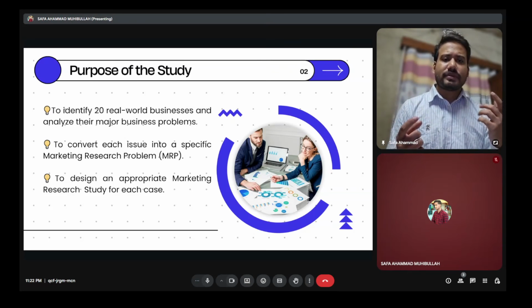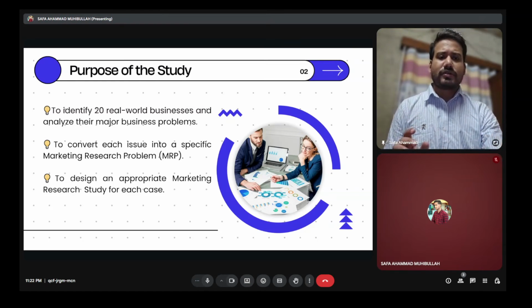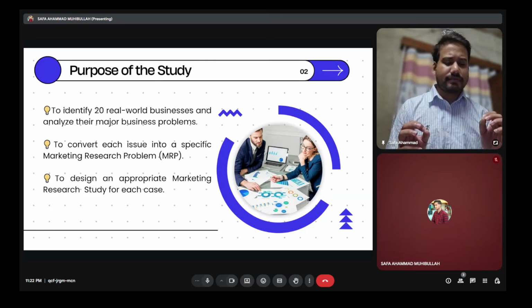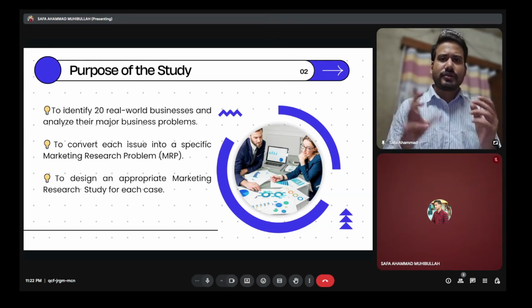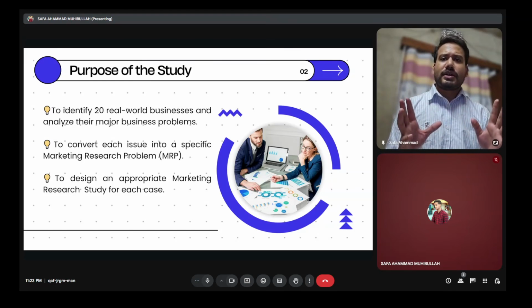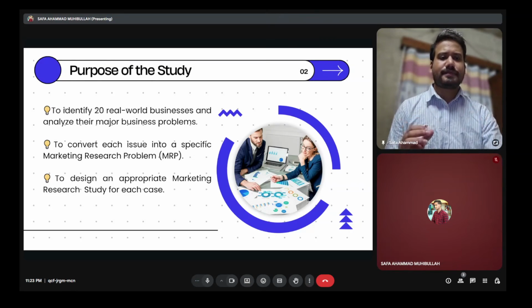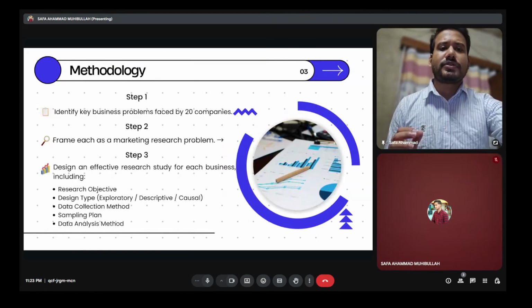So in this project I had three goals. The first one is to identify 20 real world and local businesses, okay, and analyze their major problems. The second one, to convert those problems into a specific marketing research problem, okay, and then design an appropriate marketing research study for each business. Next one.